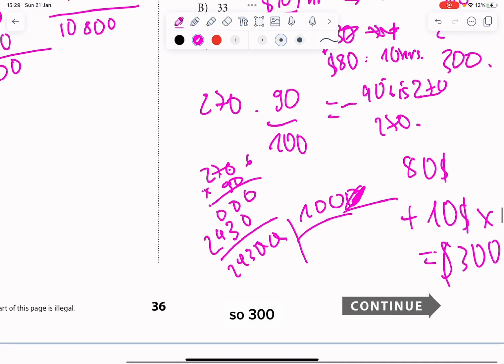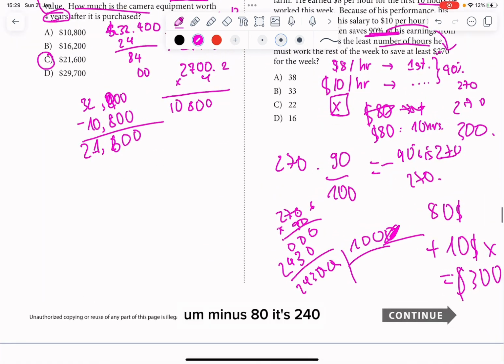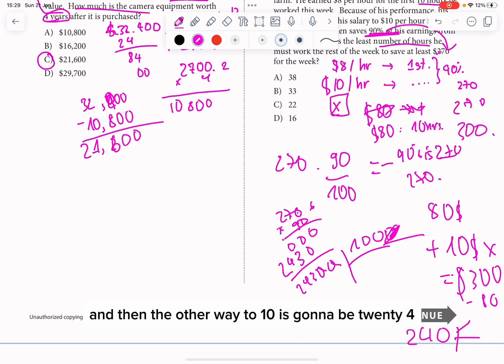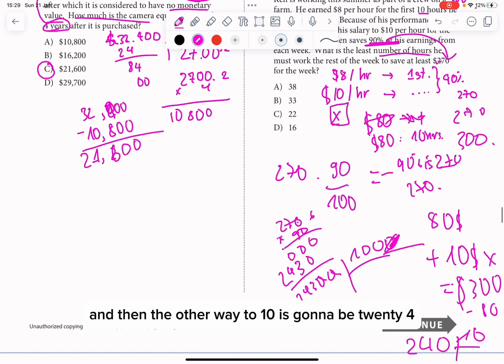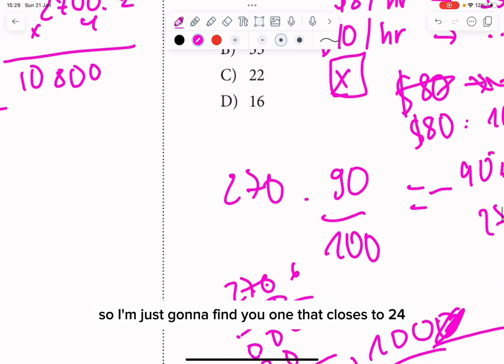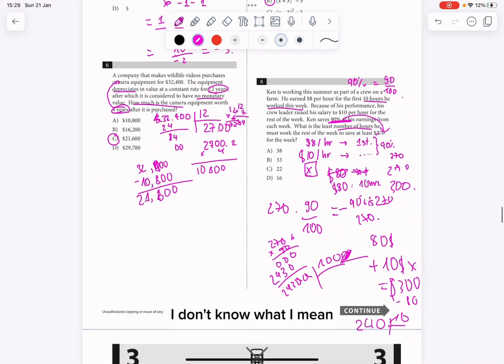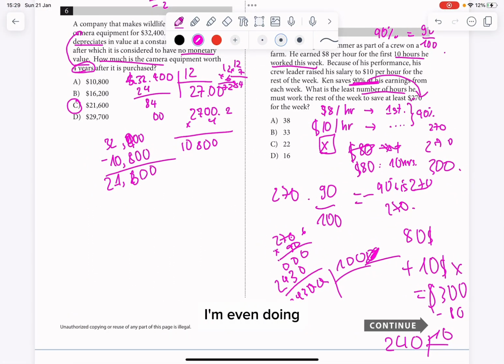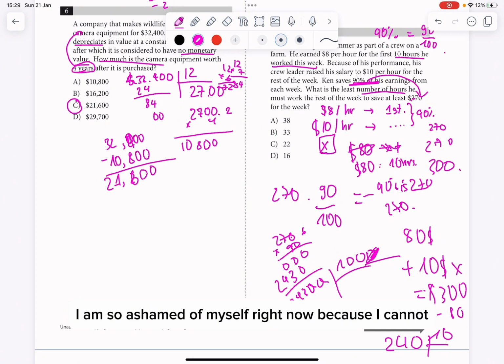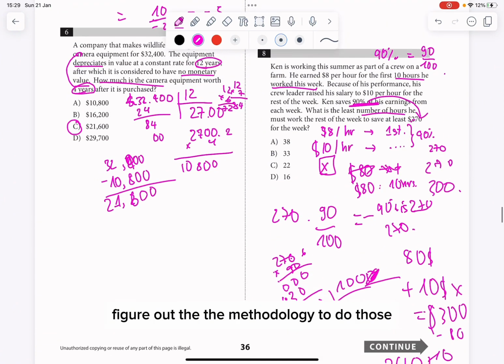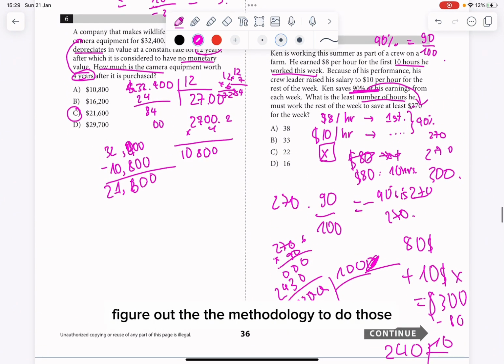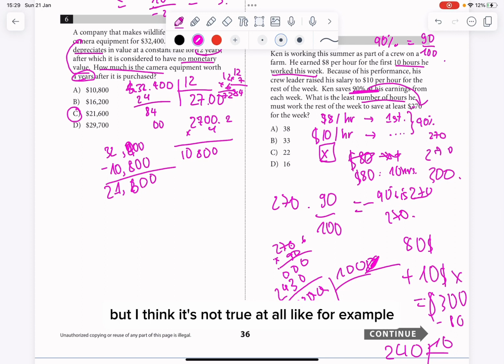So 300 minus 80 is 240, and then divided by 10 is going to be 24. So I'm just going to find the one that's closest to 24. I don't know what I'm even doing. I am so ashamed of myself right now because I cannot figure out the methodology to do this. But I think it's not true at all.